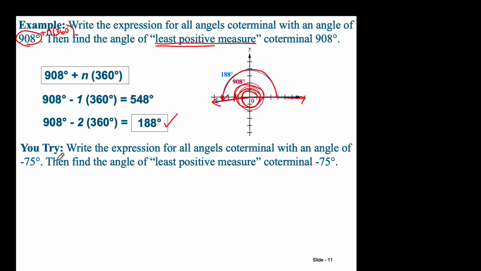All right, you try this one. Write the expression for all angles coterminal with an angle of negative 75 degrees. Then find the angle of least positive measure coterminal to negative 75 degrees. Go ahead and pause the video and try that now.